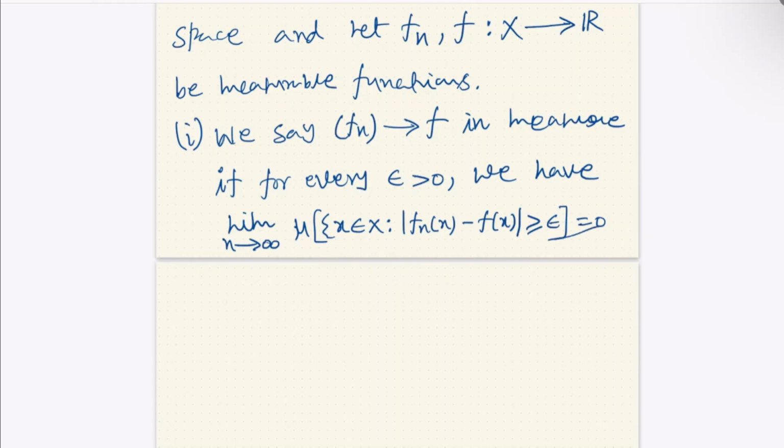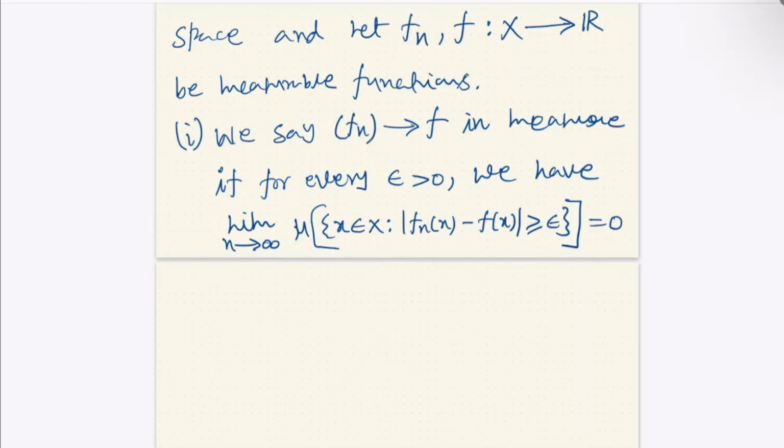This is a set and its measure equal to 0. You understand what this is? This is another way of saying f_n converges to f. This is the convergence definition.